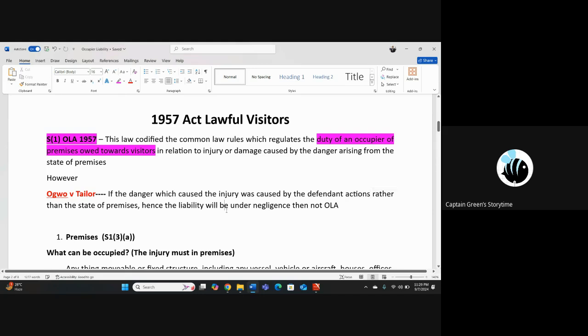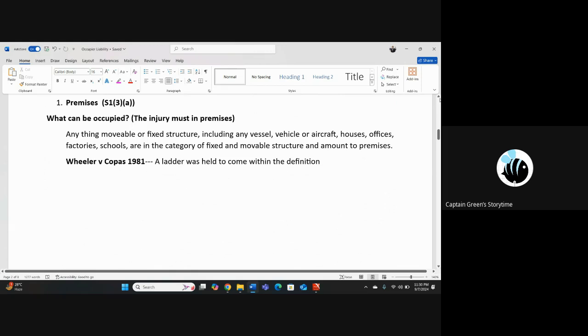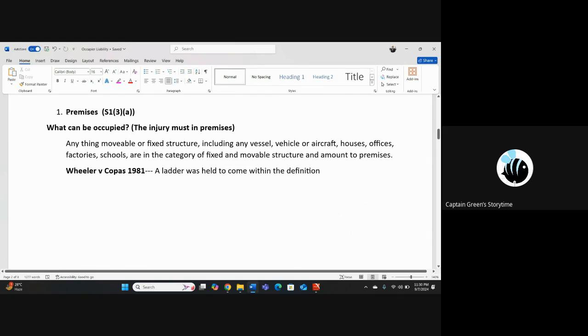Okay. Now, the first question which comes to mind, the first step of solving a problem, is: what is premises? Which place can be occupied and which place amounts to a premise? Premise is dealt with under Section 1, subsection 3, paragraph A. Now, the question is what can be occupied? And the law is that the injury must be in premises. If the injury has been caused outside the premises, then there will be no occupiers' liability claim.